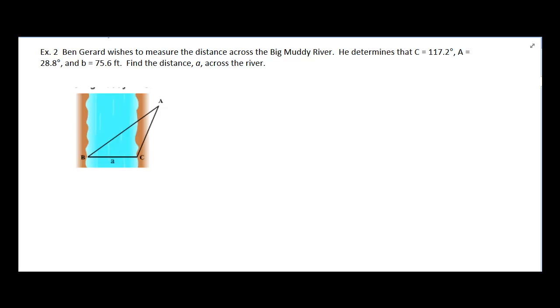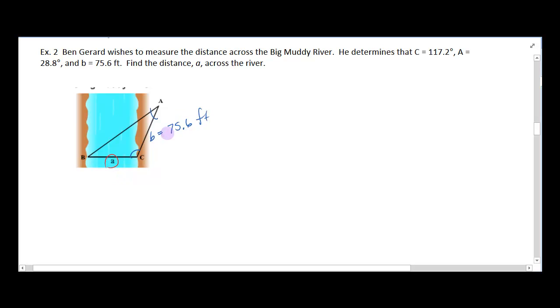So now let's look at an example that might be similar to what a surveyor might encounter. Here we have Ben who wants to measure the distance across the Big Muddy River. He determines that angle C down here is 117.2 degrees. He knows that angle A up here is 28.8, and he knows that this distance over here, B, is equal to 75.6 feet. And what he's trying to find, though, is how far it is across the river. So how can we use the law of sines to do that?